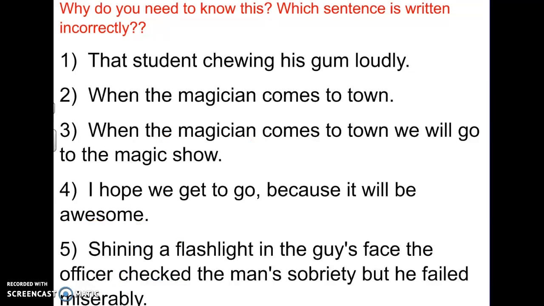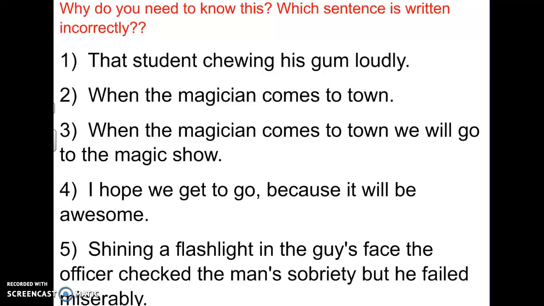Now, a lot of you are probably like, I want to just skip forward in this stupid video and get on to what I have to do. But it does kind of help to know why it is you need to know this. I want you to stop the video in just a second and ask yourself, of these 5 sentences that are written, which one of them is written incorrectly? Like I would have to fix that sentence because there's something wrong with it. Stop the video and look at them.